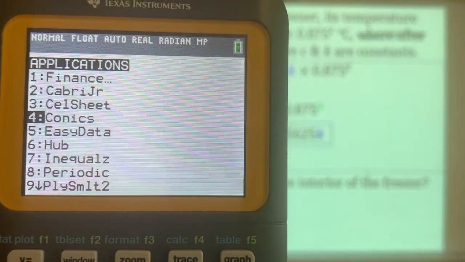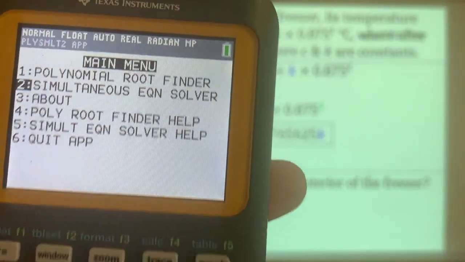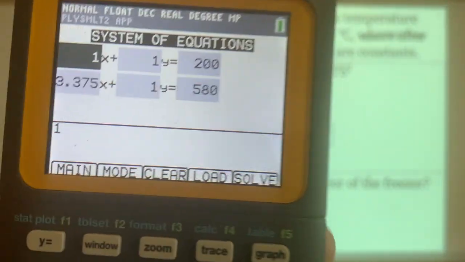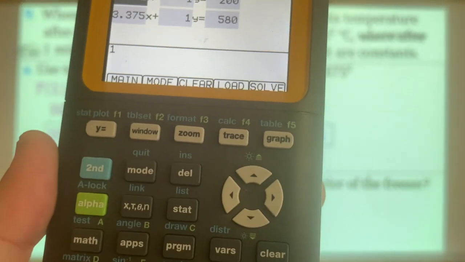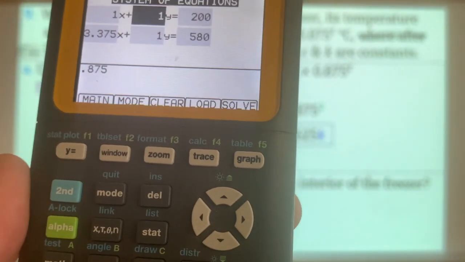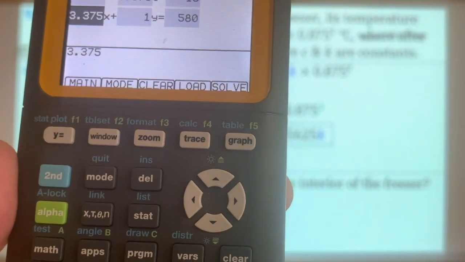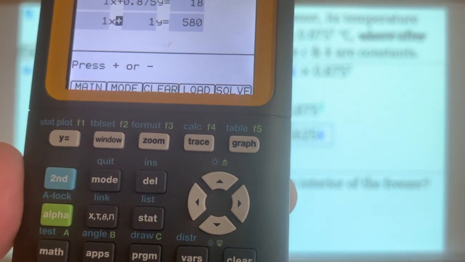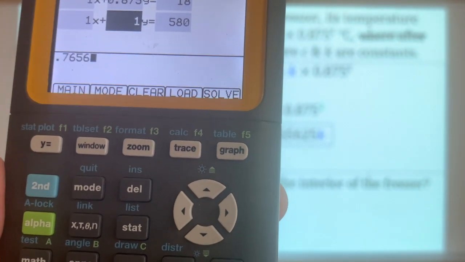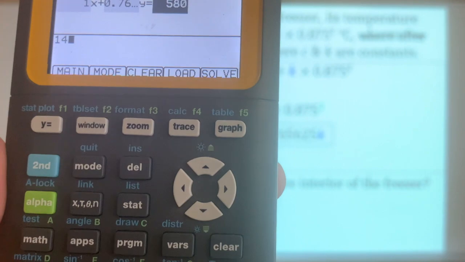Okay, so you're gonna hit the apps button. Apps, down to 9. Systems of equations, simultaneous equation solver. 2, 2, next. All right, let's see. I got 1 for C. C plus 0.875K, enter, equals 18. That's my first one. My second one is 1C plus 0.765625K, enter. And that equals 14.5.